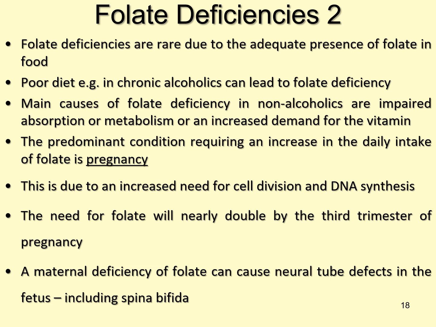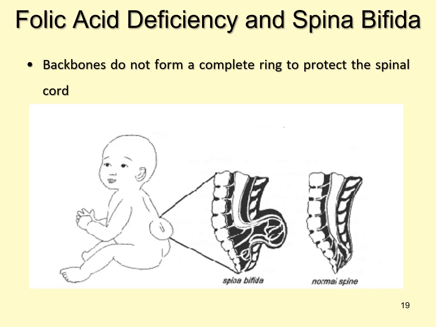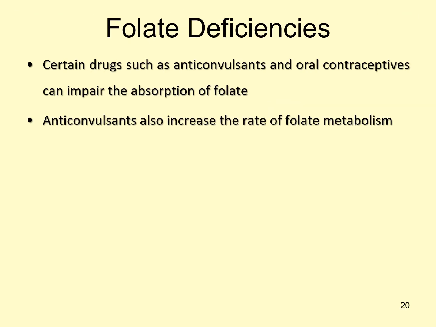Maternal deficiency of folate can cause a neural tube defect in the fetus, including spina bifida, which is associated with the risk of spinal cord damage. This one is the diagram of spina bifida, which is associated with the deficiency of folate in pregnant women. Certain drugs such as anticonvulsants and oral contraceptives can impair the absorption of folate. These anticonvulsants also increase the rate of folate metabolism as well. So folate deficiency may also be associated with an adverse effect of different drugs in our body.